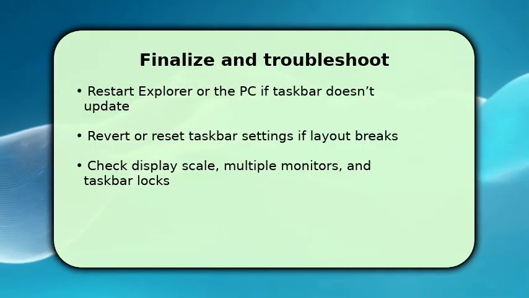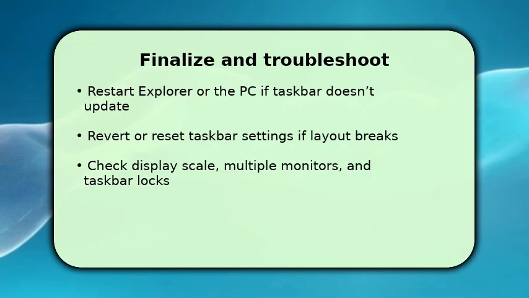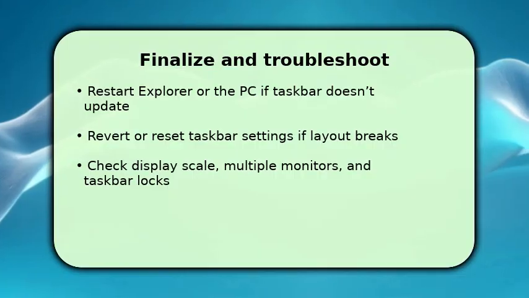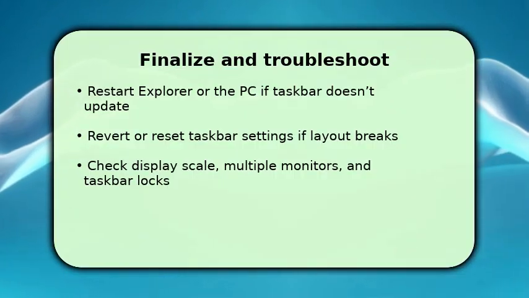If a policy or third-party tool prevents movement, revert the change or disable the tool, then try again. One key troubleshooting tip: lock and unlock the taskbar and restart Explorer before more invasive measures.